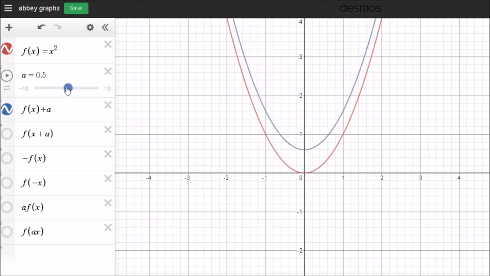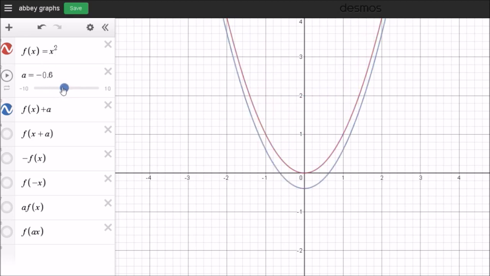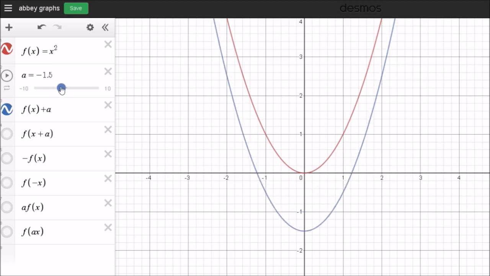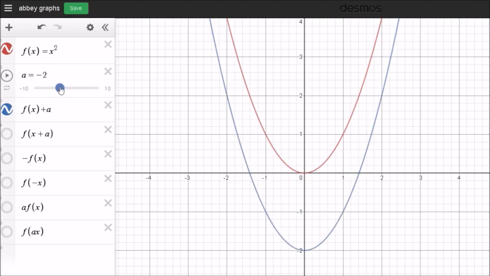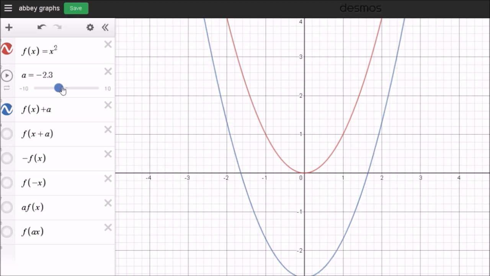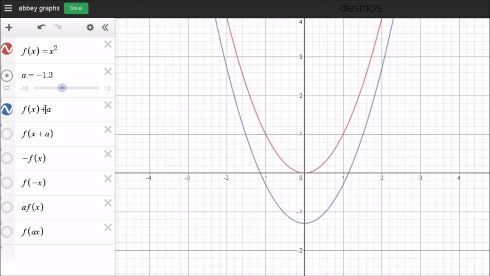We can also put it to 0, which gives us back our x squared, and then we can go in the opposite direction, so we can go down into negative values. So that's the first one that we're going to look at. It's our first manipulation. So let's look at another manipulation. We'll call this f of x plus a.